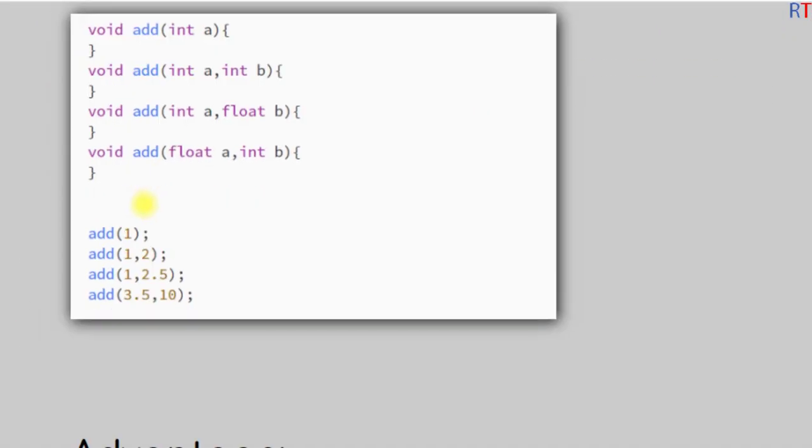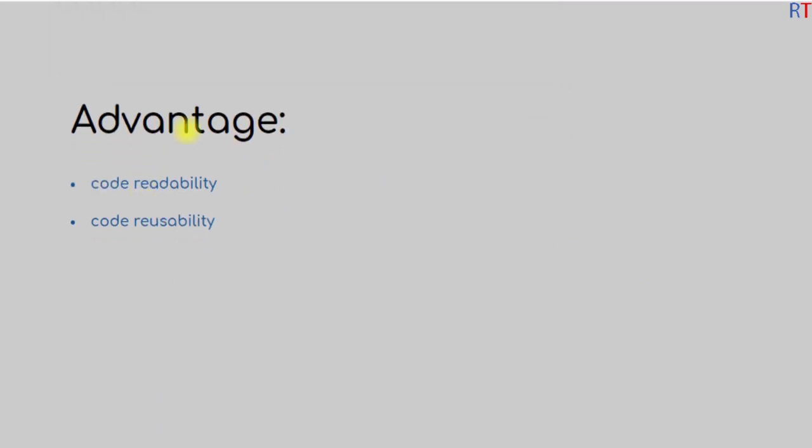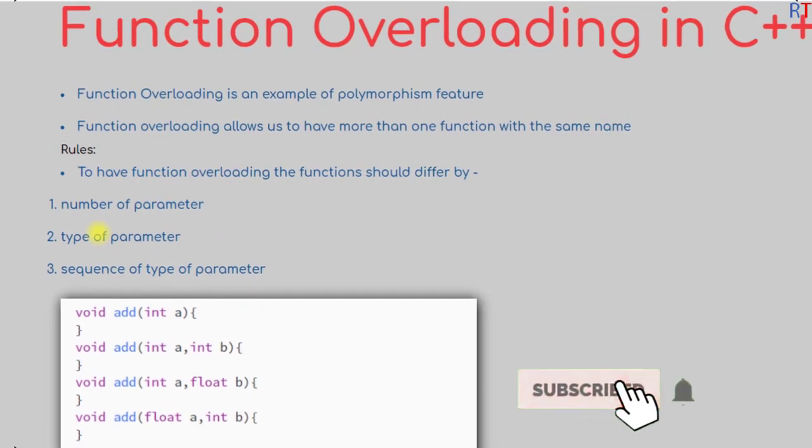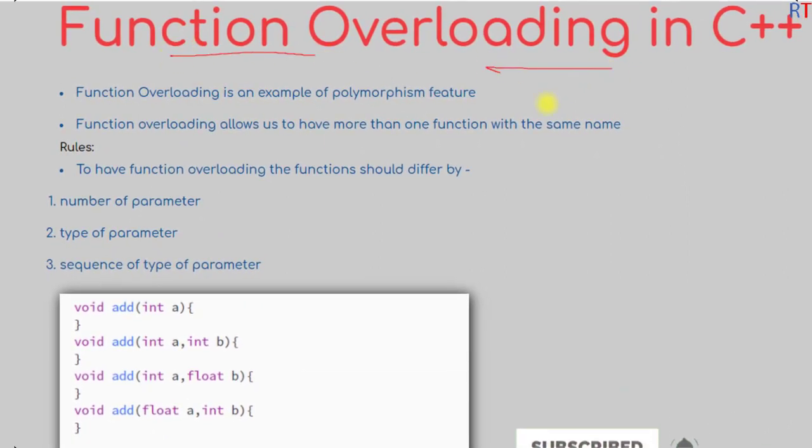The main advantages of using function overloading in our program are that it increases the code readability of our program, and we can also increase the reusability of the code by using function overloading. So I hope you understand the concept of function overloading in C++ programming.